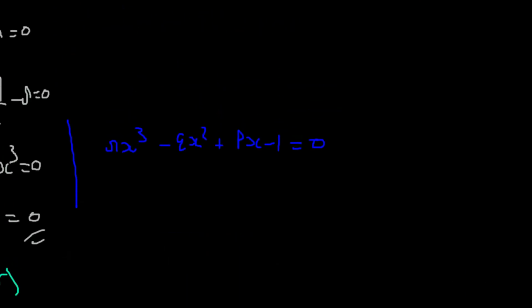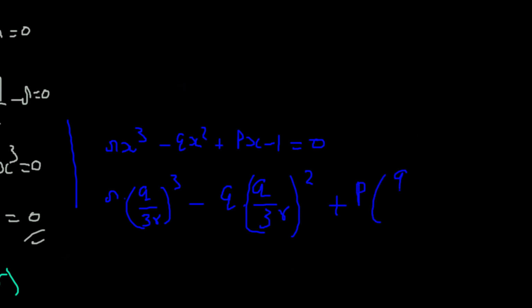Value of x here is q by 3r. Value of x, q into q by 3r, is the one thing we have to put the value in. P, the value is q by 3r, minus 1 is equal to 0.